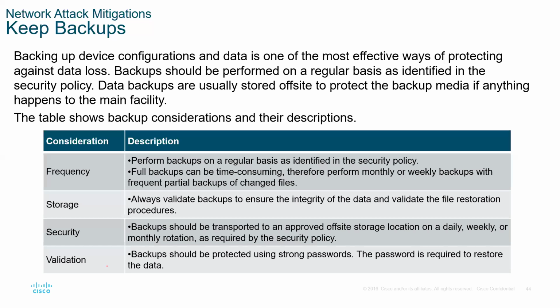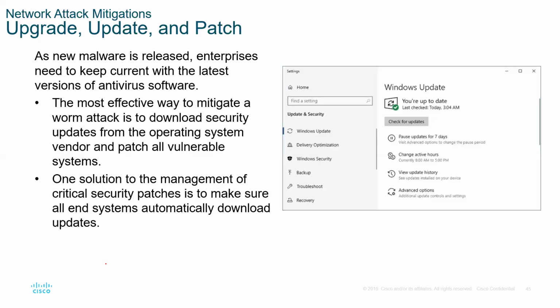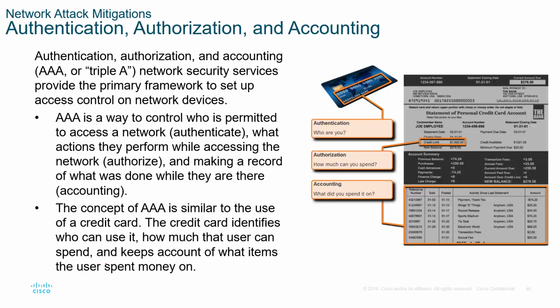Another way to mitigate against network attacks is to keep backups. Make sure you are always having backups of your routers, backups of your switches, backups of your servers, in case your system is attacked, in case your system goes down, you can just run your backup. So it's very, very important. Then another way you can mitigate is to update and upgrade your operating system. If you're using Windows, make sure you run your updates frequently. If you're using Linux, the same thing.